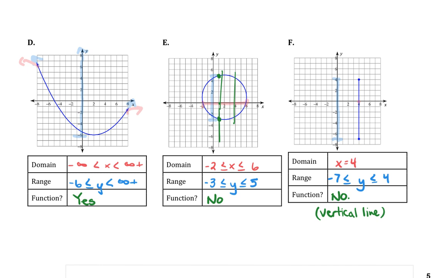Domain and range is pretty self-explanatory. And F is a vertical line. So for every x value of 4, it's paired with a whole bunch of y values. So that's not a function, okay? The domain is only x, and the range obviously goes from -7 to 4.